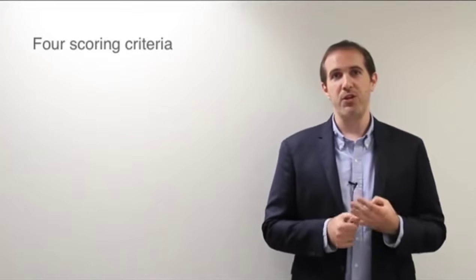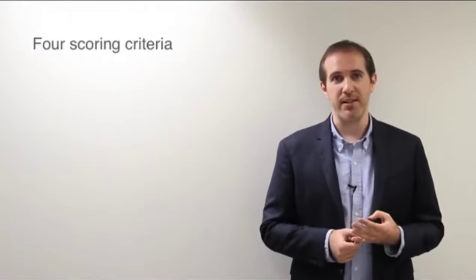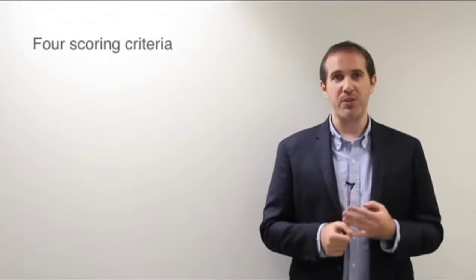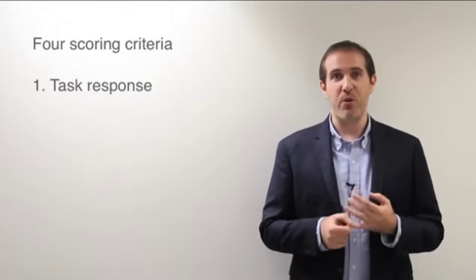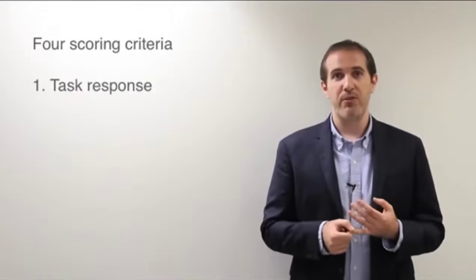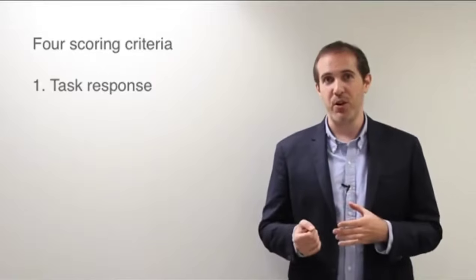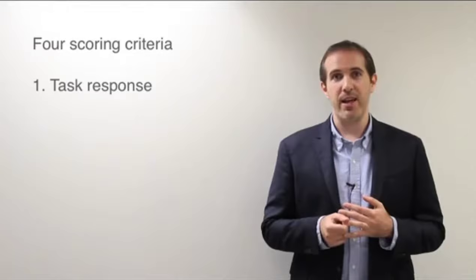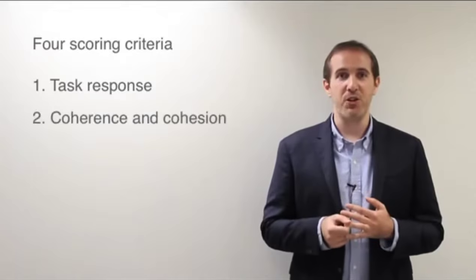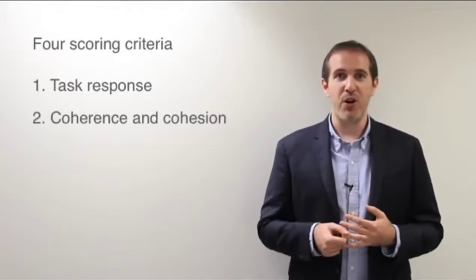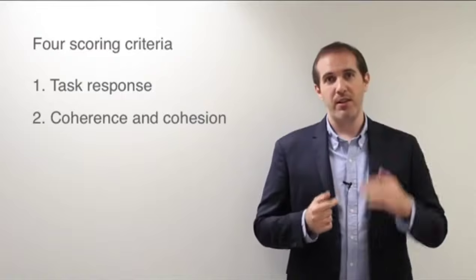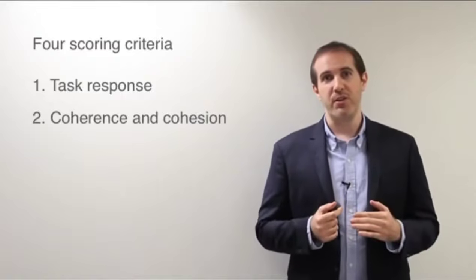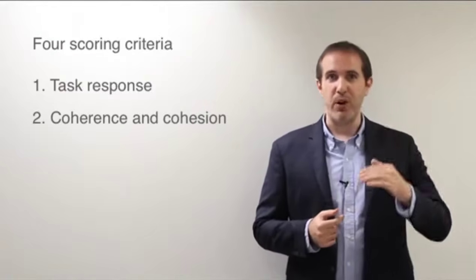Well, the examiner scores your essay according to 4 criteria. Each of those is worth 25%. The first one is called task response. That just means, have you answered the question? If you write something that isn't really answering the question, you'll get a lower score. The second thing is coherence and cohesion. That basically means, is your essay well organized, logically written, and easy to follow.